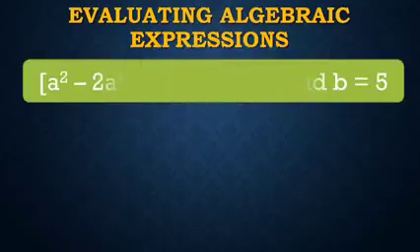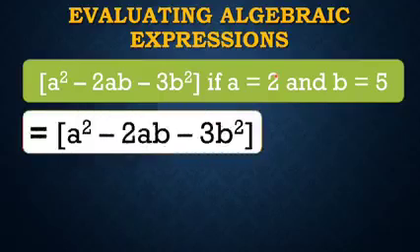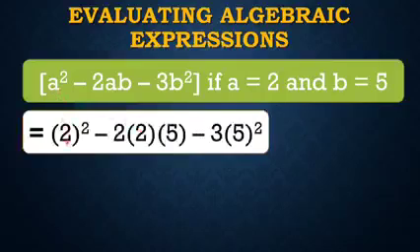Another one. We have a squared minus 2ab minus 3b squared if a is equal to 2 and b is equal to 5. Copy the expression, which is a squared minus 2ab minus 3b squared. By our conditions, a is equal to 2 and b is equal to 5. That means we need to substitute a with 2 and b with 5. So lahat ng a magiging 2, lahat ng b magiging 5 in our expression. And thus, the expression becomes 2 squared minus 2 times your a, which is 2, times b, which is your 5, minus 3 times the square of b, which is 5. Kaya naging ganito na siya.